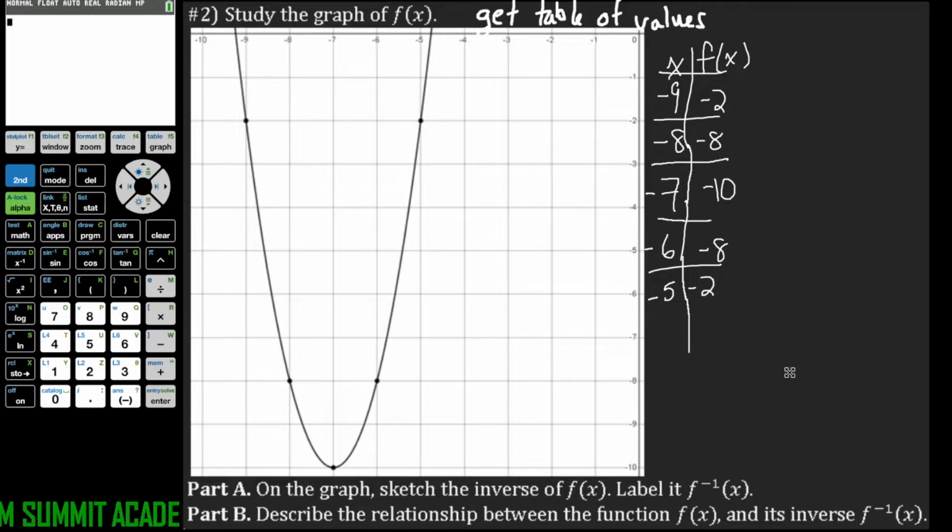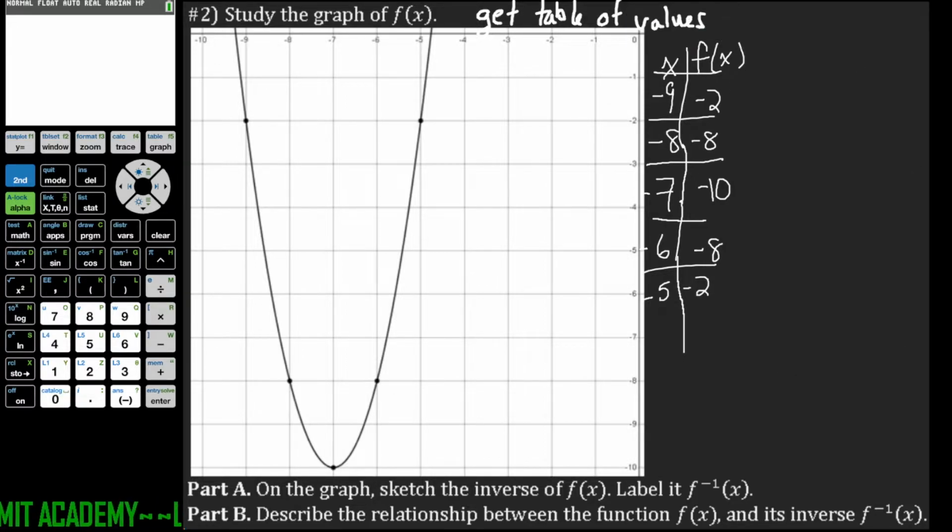Okay, so I have my table of values, and what I'm going to do now is write my inverse. I'm going to say I have my x values, and my new function is going to be the inverse, so I have f -1 of x. All I have to do is switch these two columns around. Again, switch the x and y column and you'll be good.